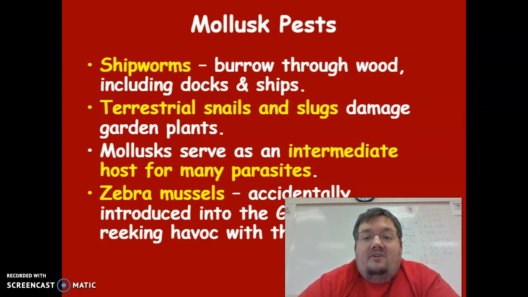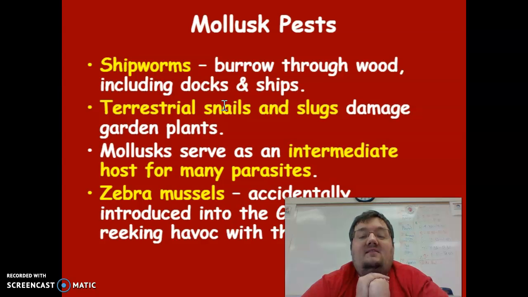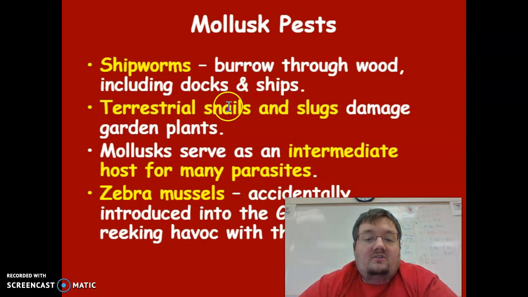Another way that mollusks affect us is sometimes they're pests. So one species of mollusk that's a bivalve called shipworms burrow through wood, including docks and ships, and they ruin the wood. Some terrestrial slugs and snails damage garden plants, which isn't good if you're a gardener. And a lot of mollusks also serve as an intermediate host for many parasites. By intermediate, it means that they start in that mollusk and then that mollusk might get eaten and that parasite might move on to something else, so it was infected. So you always want to make sure that if you do eat mollusks, they're thoroughly cooked so that the parasite would die.